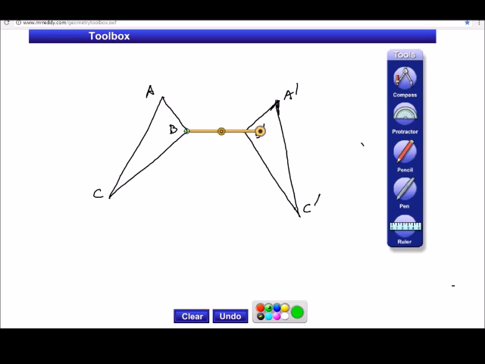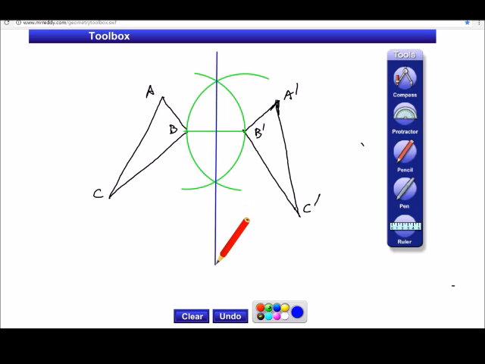So I take my compass and I construct my perpendicular bisector. Draw my perpendicular bisector. And this is my line of reflection. We'll call it L. And what do we know about this? Well, we know that the line of reflection is perpendicular to the segment that connects my image and pre-image points. And we also know that they are equidistant.